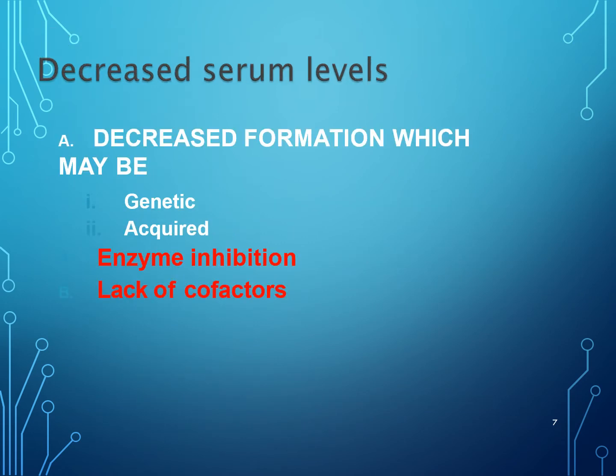At the same time, the enzyme level may also be decreased for two important reasons. One is genetic, that is from generation to generation, and another is acquired, that may be due to any disease. Sometimes it may also be due to inhibition of enzymes and also due to the lack of some cofactors.